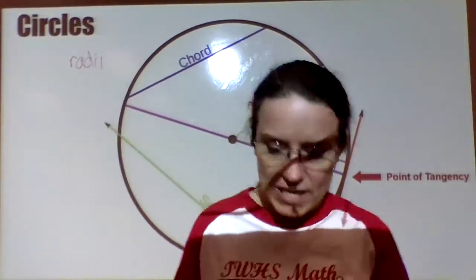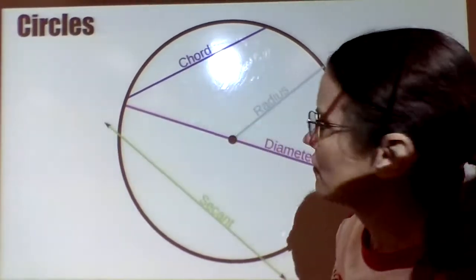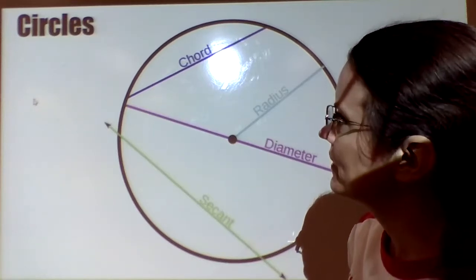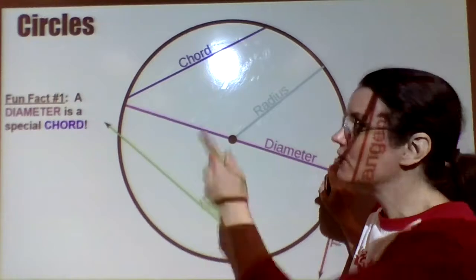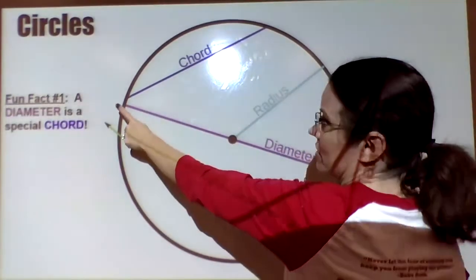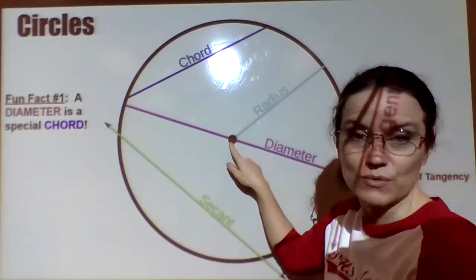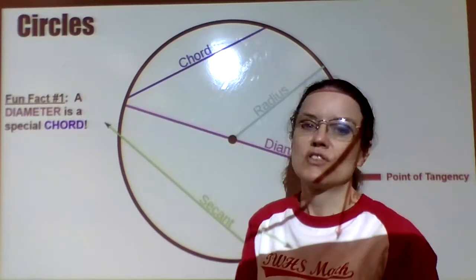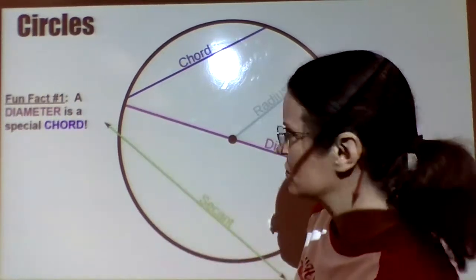Okay, so looking at all this again, we've got some fun facts about all of these things. Fun fact number 1, a diameter is actually just a special kind of chord. Chords have their endpoints on the circle. A diameter has its endpoints on the circle. The diameter just happens to be a chord that goes through the middle. So we use diameter when we're talking about the diameter so that we know that it's going through the center. If we just say chord, then you know it's not going through the center.